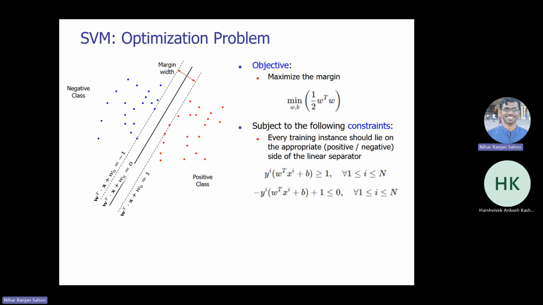I have not written these individual constraints on the slide, so you can update it. Individually, these are the two constraints. For the positive class, W transpose X plus B is greater than or equal to 1. For the negative class, W transpose X plus B is less than or equal to -1. If you multiply by Y, the combined constraint will be this. This is called the hard margin problem. Why is it called hard margin? Because you are fixing the margin based on these closest points.